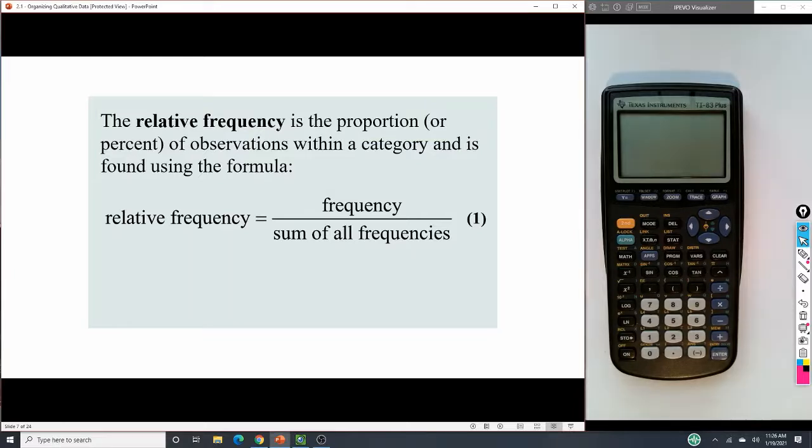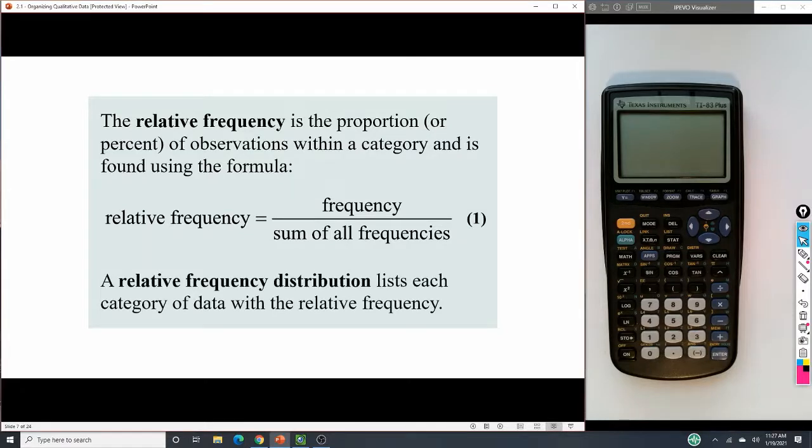Now the relative frequency, this is a proportion or a percentage of observations within a category. And we get that by dividing the frequency by the sum of all the frequencies, by the total amount is what that means there. Okay? And so we could then create a relative frequency distribution for each category.